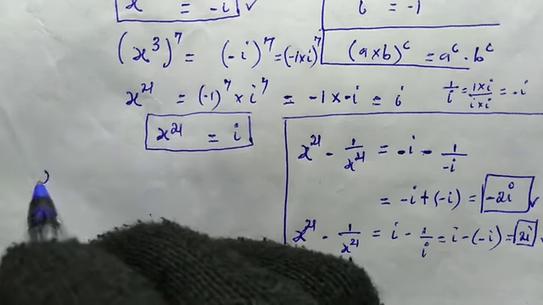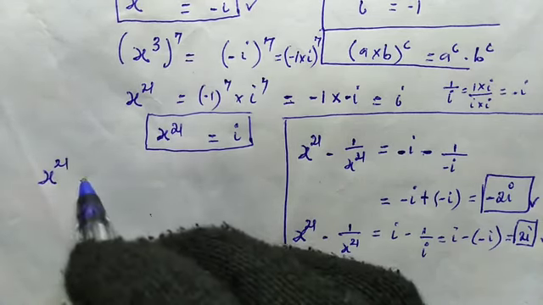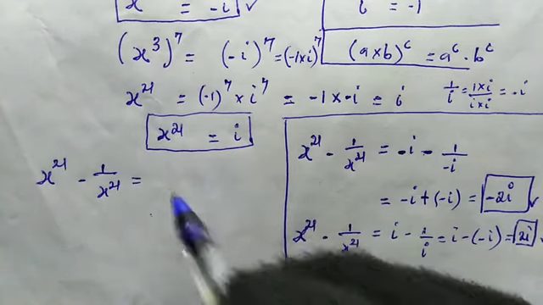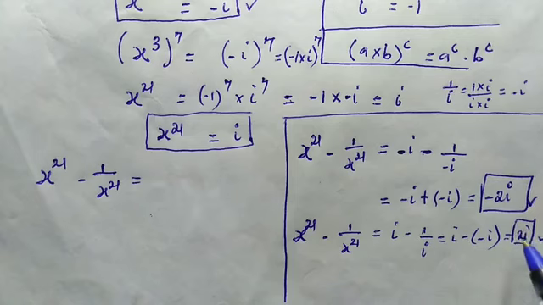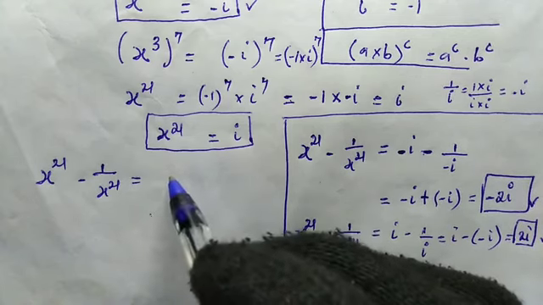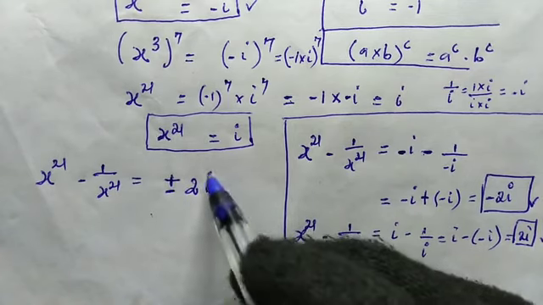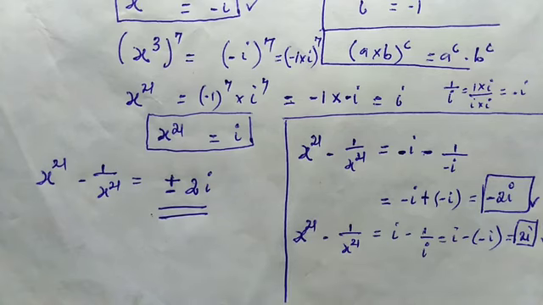So now we can conclude that x to the power of 21 minus 1 over x to the power of 21 is equal to negative 2i and positive 2i. So combining them together, we can say plus or minus 2i. And here is the solution.